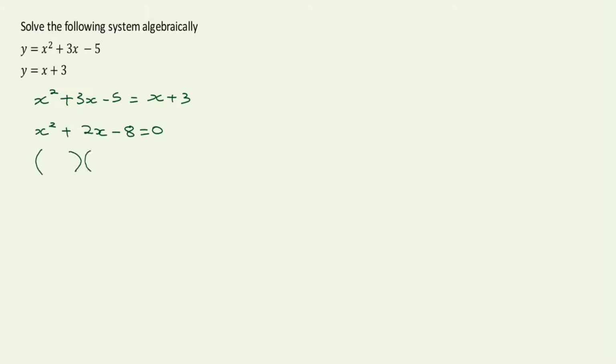So we have x plus 4, x minus 2 equals 0. So x plus 4 equals 0, which tells us that x equals negative 4. We also have x minus 2 equals 0, which tells us that x equals 2. So I'm going to substitute these two values into y equals x plus 3.